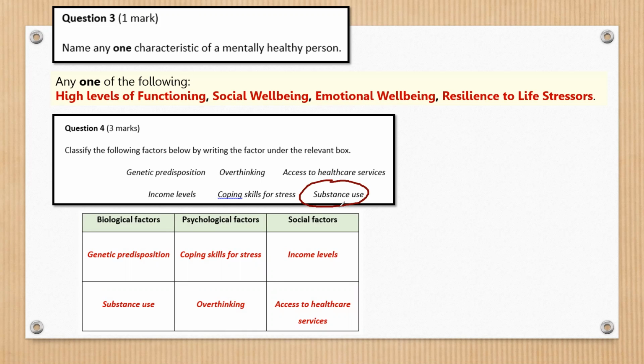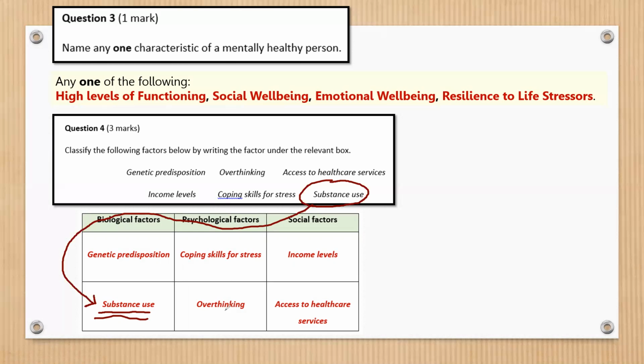When people take things like cannabis or marijuana, essentially what happens is that it does actually affect their brain. And it can actually lead to things like psychosis. It can actually lead to drug-induced onset of schizophrenia. So substance use is a biological factor simply because it directly affects brain chemistry and brain functioning. Okay, so that's why it's a biological factor.